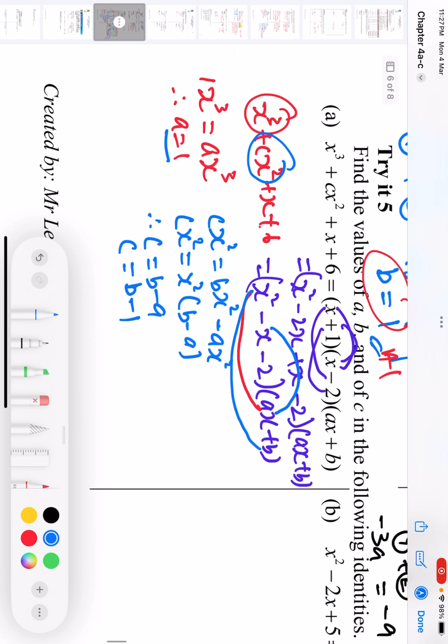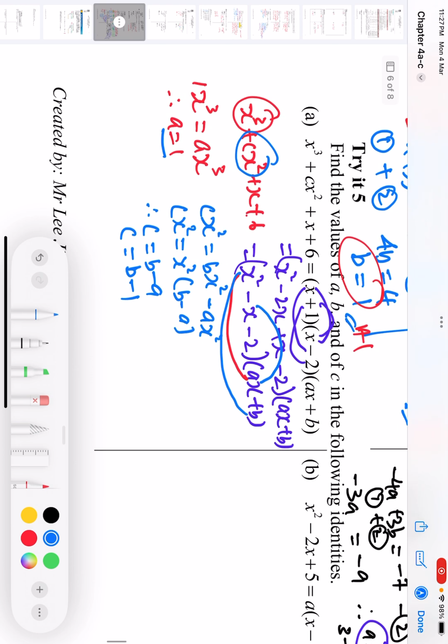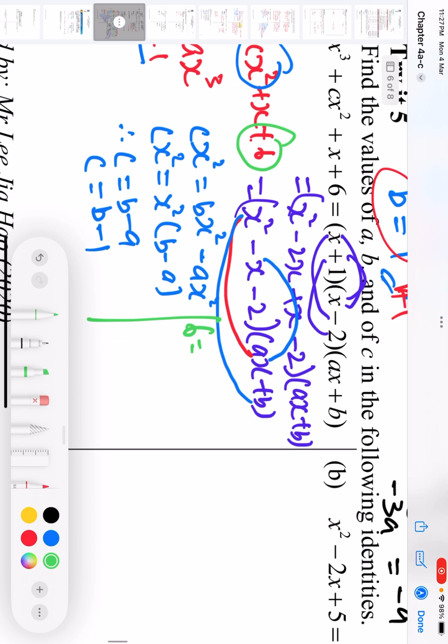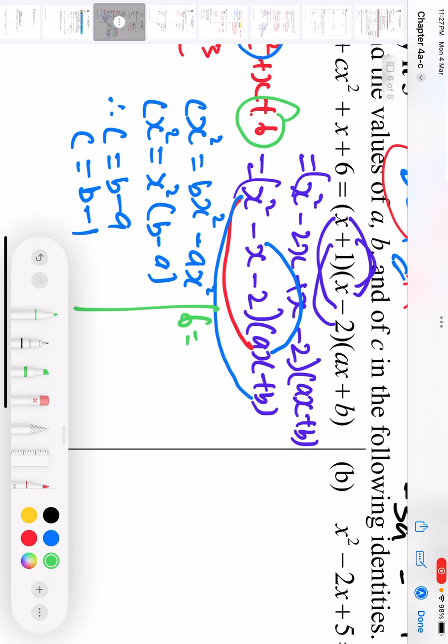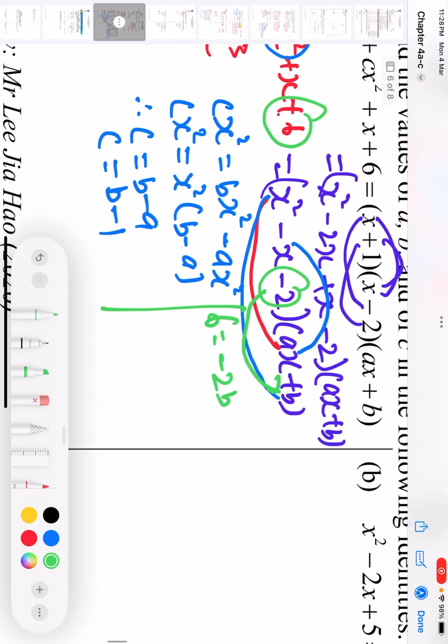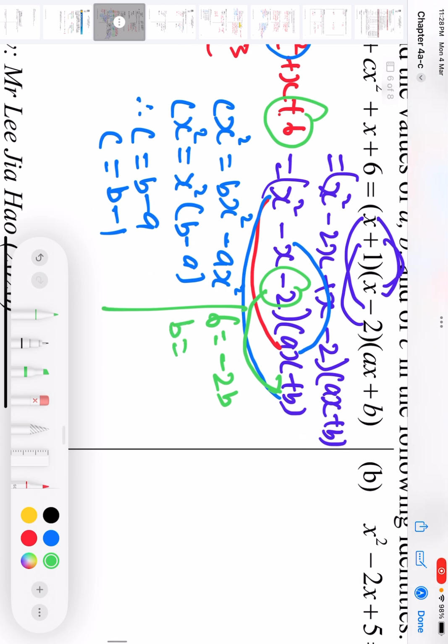Let's see which one is a little bit easier for us to notice. How about the constant? The constant, I think, is quite simple. How do we get a constant? I know that 6 would have to be equal to, there's really only one possibility: if you want a constant, it's just the negative 2 multiplied by another constant. So I know 6 is equal to negative 2b. In this case, dividing by negative 2 on both sides, b is equal to negative 3.